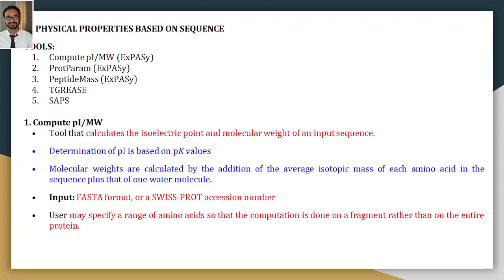It determines pI based on the pKa values. We all know that, we have studied in PUC. Next, molecular weight is calculated by the addition of the average isotopic mass of each amino acid in the sequence plus that of one water molecule. One water molecule has to be there. So you know how to determine molecular weight, you know how to determine pI. Now the input is what? FASTA format, or it can be the Swiss-Prot accession number. The user may specify a range of amino acids so that the computation is done on fragments rather than on the entire protein. You can just go for amino acids 1 to 100 rather than the entire sequence.